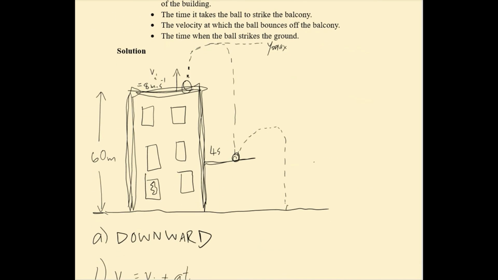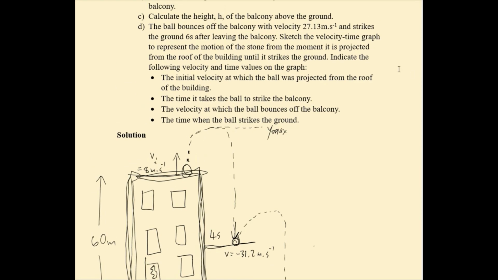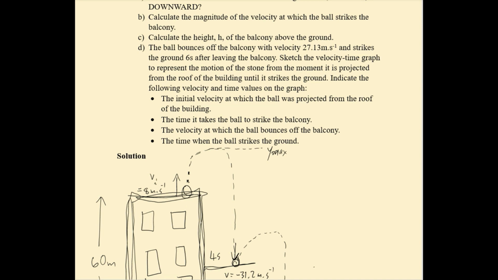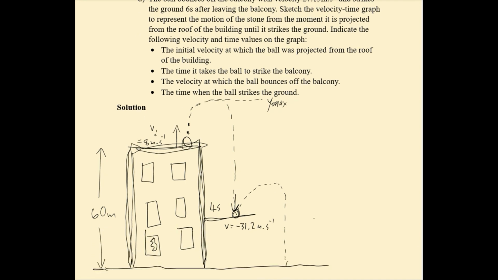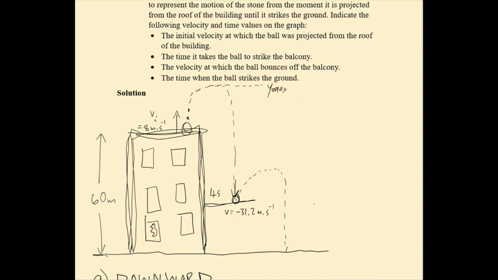So when it reaches over here, it's down at the velocity of negative 31.2 meters per second. Okay, then it bounces up, so let's see. Okay, the next question is C, calculate the height, h, of the balcony. Okay, so let me put h on the diagram. Okay, h, now we want to calculate h.